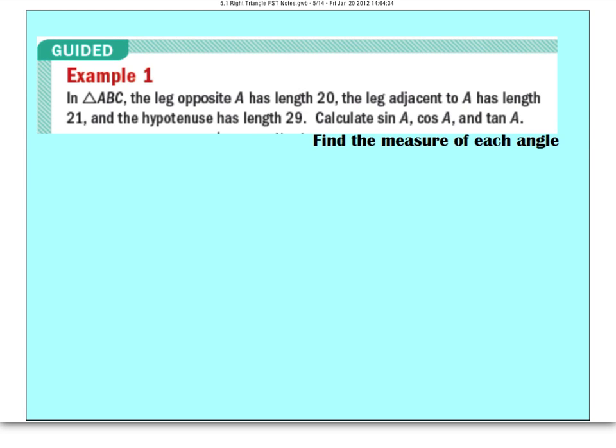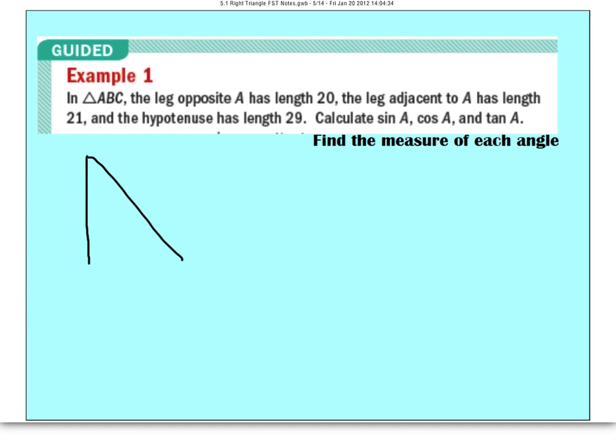In learning objective B, we're going to solve right triangles for their angle measurements. So let's take a look at this one. It says here in triangle ABC, the leg opposite A has length 20, the leg adjacent to A has length 21, and the hypotenuse is 29. So let's first sketch this.